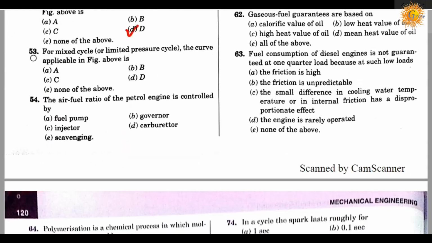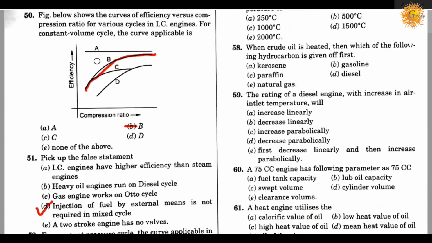Question number 53. For mixed cycle or limited pressure cycle, the curve applicable in the figure above is option A, option B, option C, option D, and option E is none of the above. So the correct answer is C, and you can see the curve C is this one. This is the curve C. Okay.